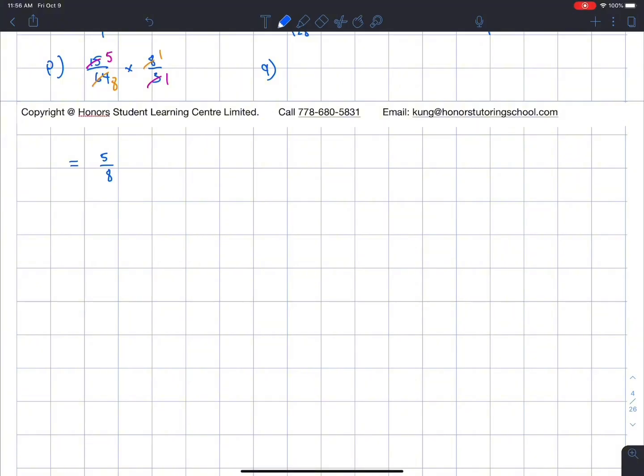Q, 7 over 72 times 9 over 2. I can divide this by 9 to get 1, divide this by 9 to get 8. And that's it. Nothing to simplify anymore. Numerator becomes 7, denominator becomes 16.